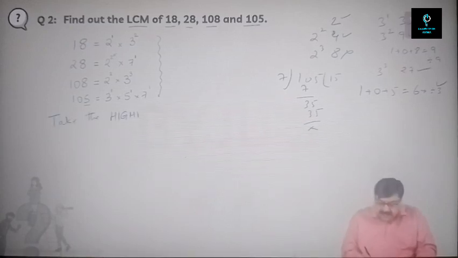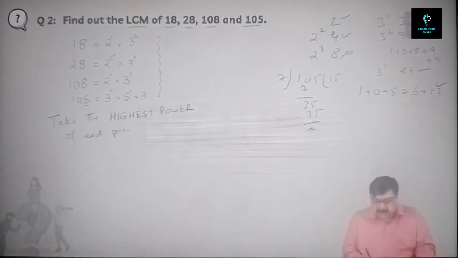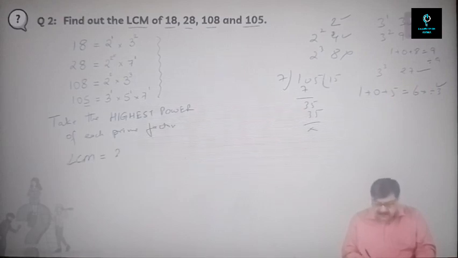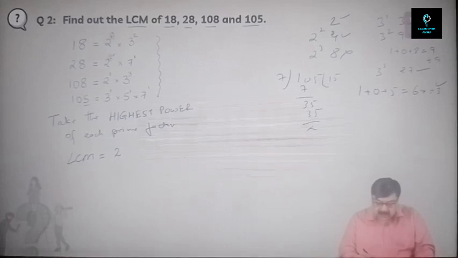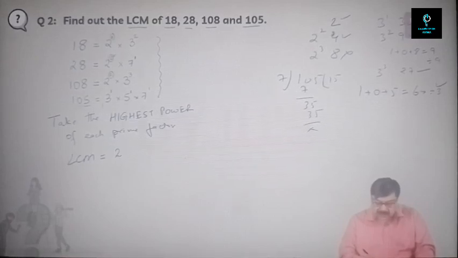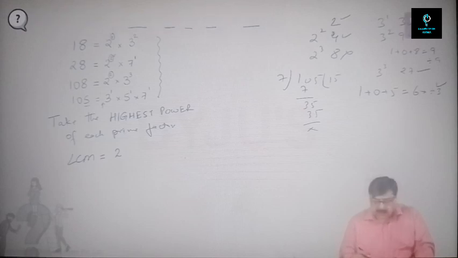Now take the highest power of each prime factor. So LCM here will be equal to, first prime factor is 2. What are the powers of 2 here? Here it is 1, here it is 2, here it is 2. Here we do not have 2 at all as a prime factor of 105 because 105 is an odd number, not divisible by 2. So obviously the highest power of 2 here is 2 given in these two.